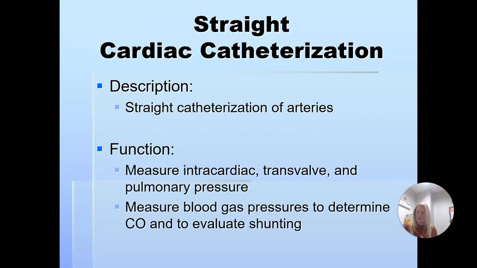Straight cardiac catheterization can be used to look at either the left or the right side of the heart. It's going to measure intracardiac, transvalve, and pulmonary pressures. It can also measure blood gas pressures, which we will use to assess blood pressure and oxygen saturation levels. This is looking more inside the heart to determine the functioning of the heart and the valves. So the angiography, again, was looking at the blood vessels on the external part of the heart. The straight cardiac catheterization is looking more inside the heart itself.